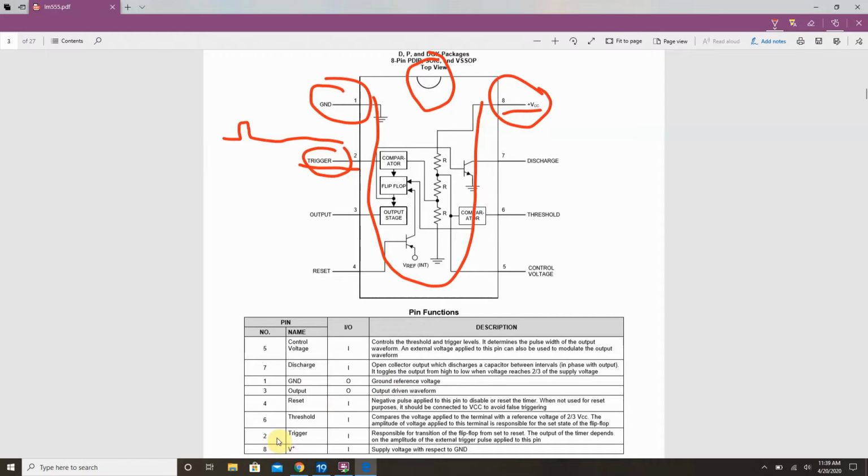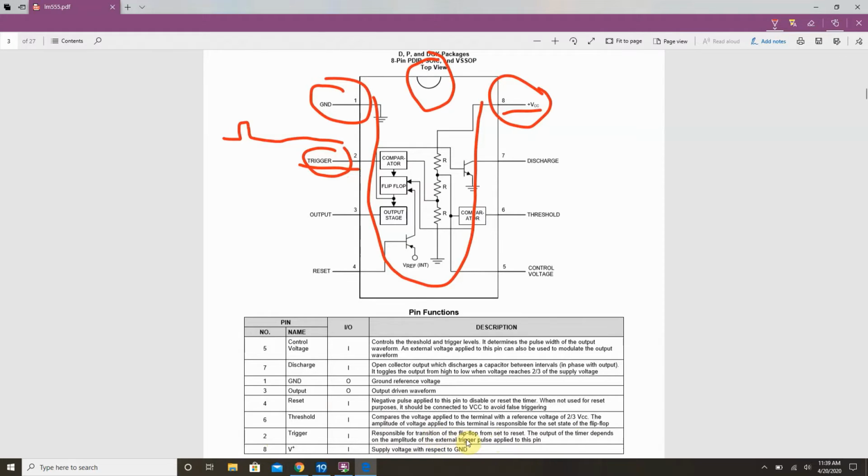Now, how do we trigger it? If you look down here at the description, pin 2, responsibility for transition, yep, the output of the input depends on the amplitude of the, and actually that is incorrect.